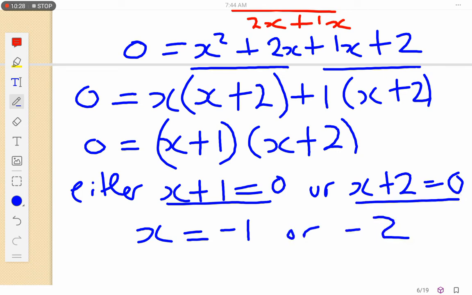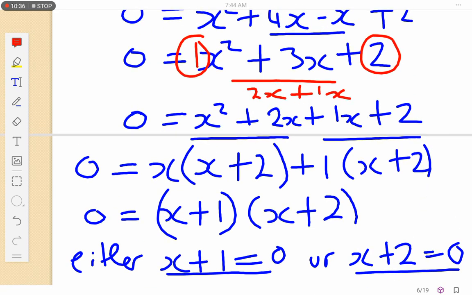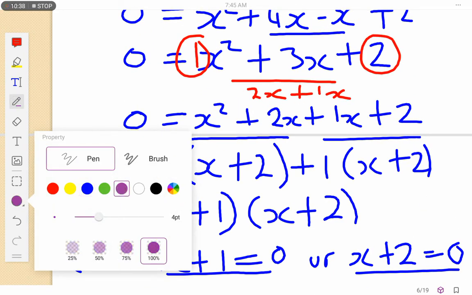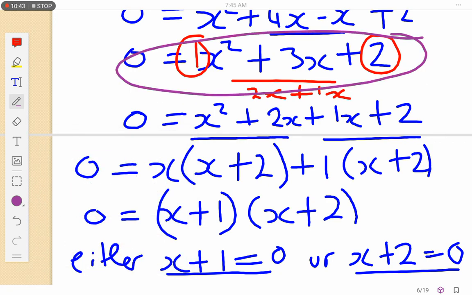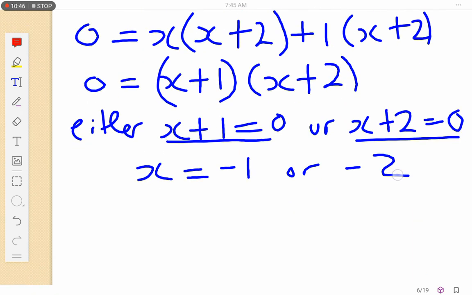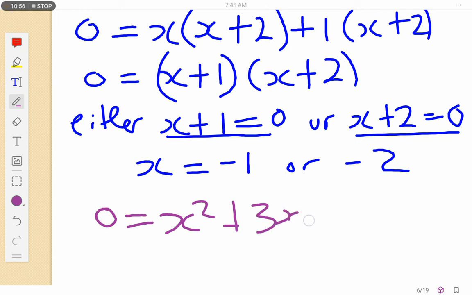Okay, so let's use the quadratic equation. Now using the quadratic equation, I'll be taking this part here that I've highlighted. Okay, so I'll have it as 0 is equal to x squared plus 3x plus 2. So we are going to substitute. This is our a. Our a is 1, our b is 3, our c is that one.